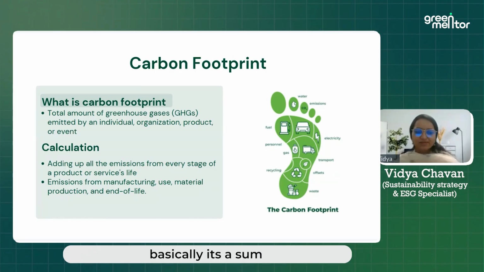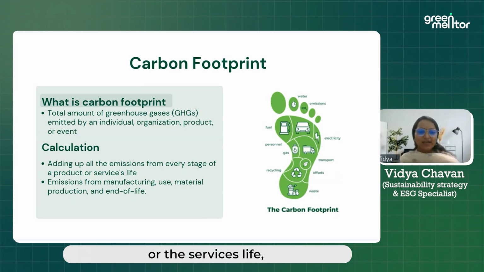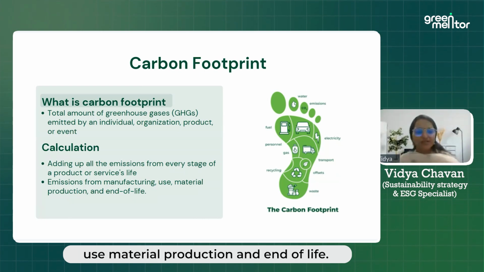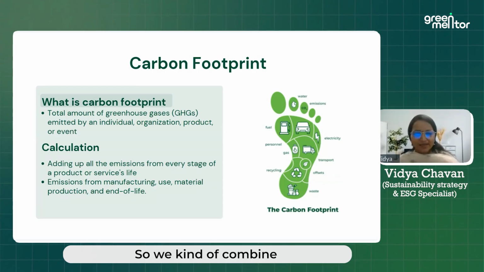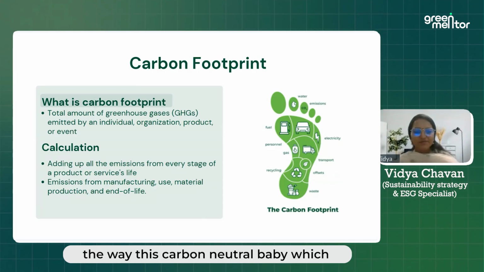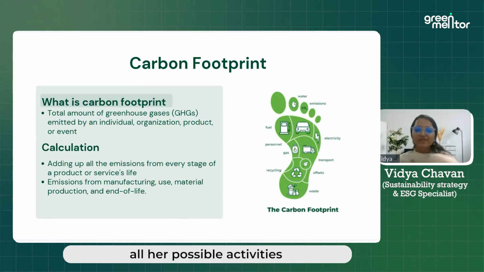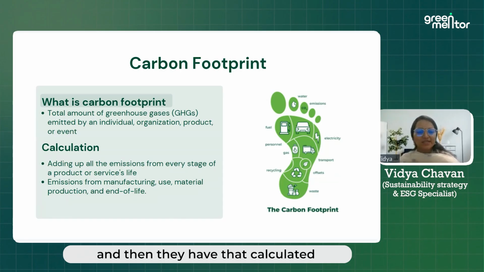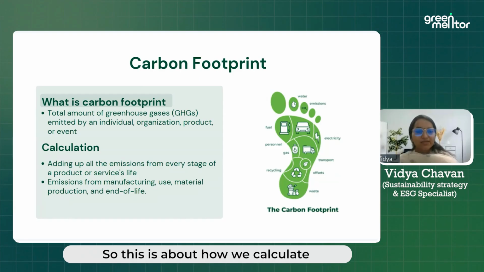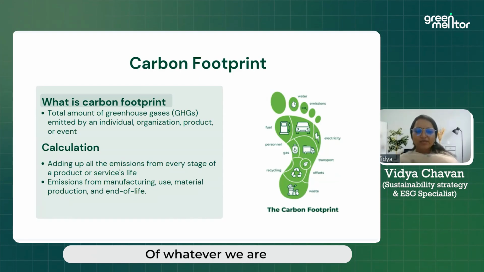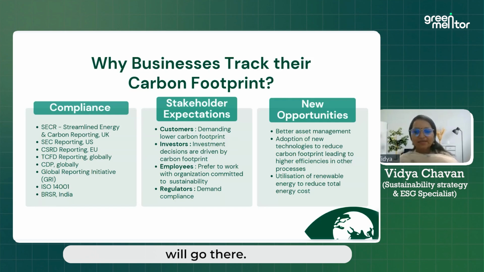So how do we calculate? Basically a sum. We add up all the emissions at every stage of the product or the service's life: emissions from manufacturing, use, material production, and end of life. So we combine all the emissions, the way this carbon neutral baby's parents have done. They have taken into consideration all her possible activities if she lives for X amount of years, and then they have back calculated how many trees are required to offset or absorb that much of an impact. So this is how we calculate the carbon footprint of whatever we are emitting in the form of those 7 gases.